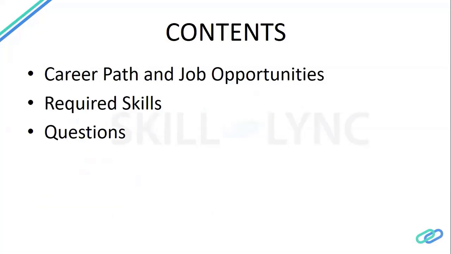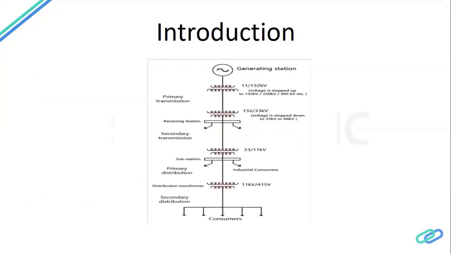Then we will see the career path and job opportunities for electrical design engineers, and what skills are required for this career path. Now you can see a typical single line diagram from the generating station to the end customer. In between, you can see the different transformers of different voltage levels. As you all know, as electrical engineers, transformers are required to step up and step down the voltages.